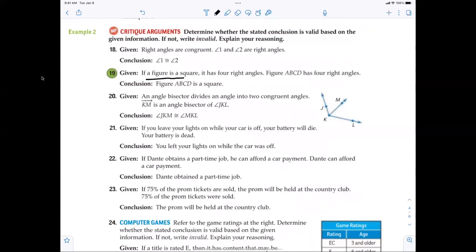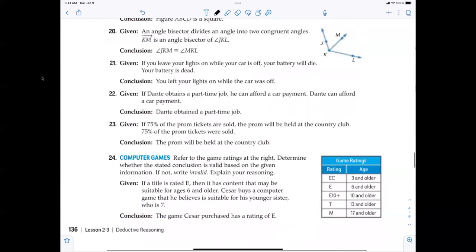If a figure is a square, then it has 4 right angles. Figure ABCD has 4 right angles. The figure is a square. False, right? Invalid. Anybody, seriously, anybody have any questions? Nobody? All right, 21. We'll just do a couple more.